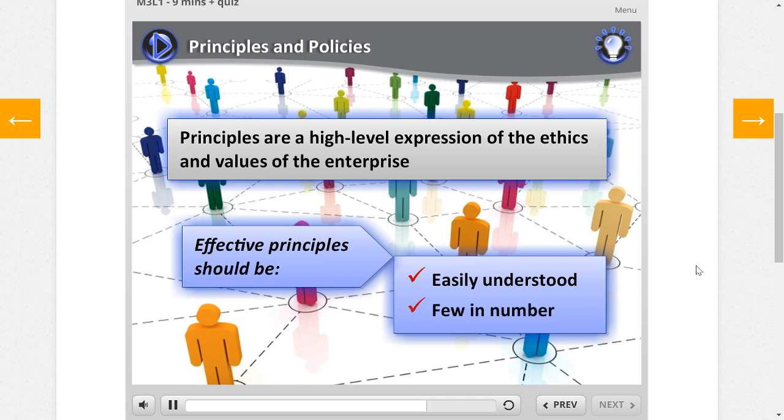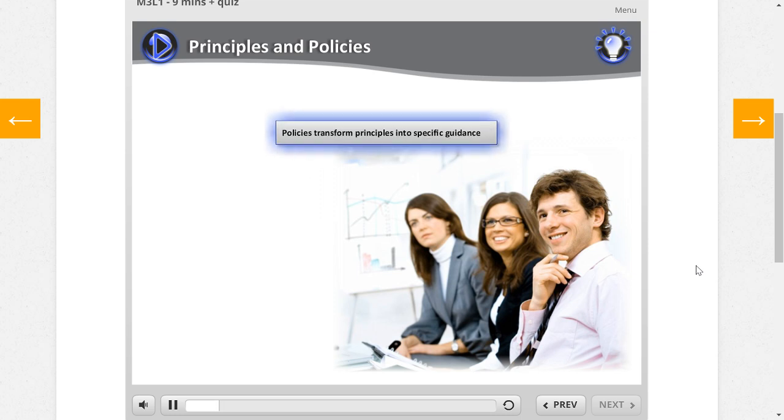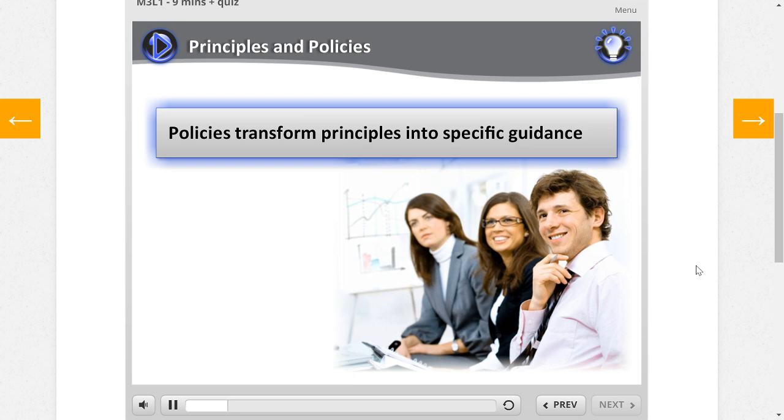Principles should also be few in number. A multiplicity of principles will simply cause confusion. It probably also indicates a lack of understanding of what a principle is. Principles are essential, but are not sufficient on their own to provide an adequate degree of direction. For one thing, principles might be open to interpretation in particular circumstances. So, more detailed and more specific guidance is needed, which is where policies come in.